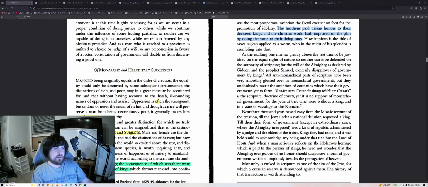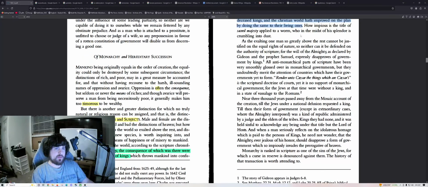As the exalting of one man so greatly above the rest cannot be justified on the equal rights of nature, so neither can it be defended on the authority of Scripture. For the will of the Almighty, as declared by Gideon and the prophet Samuel, expressly disapproves of government by kings.